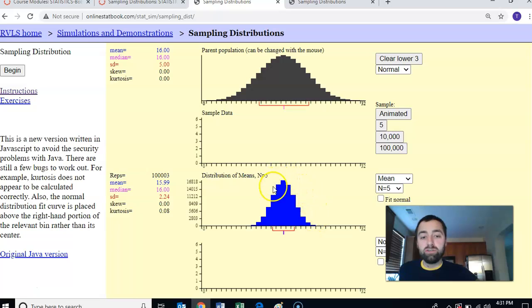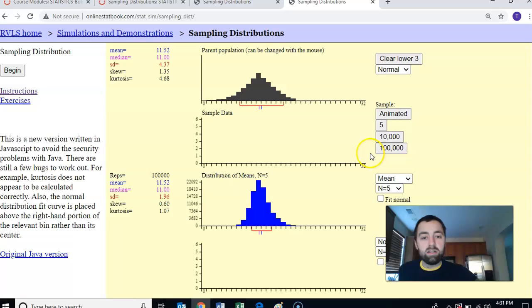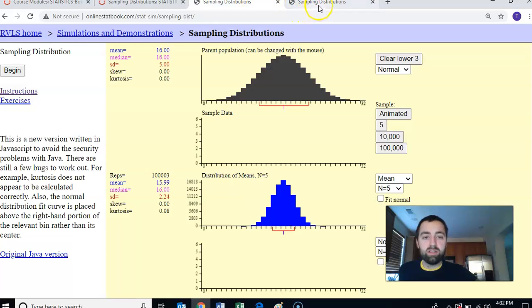Now, if I were to do the same thing for the female data, here's the female population, the American women population. If I were to take 100,000 samples, each having a sample size of 5, I would get a sampling distribution that looks like this. So a little bit different from the one that we just took.